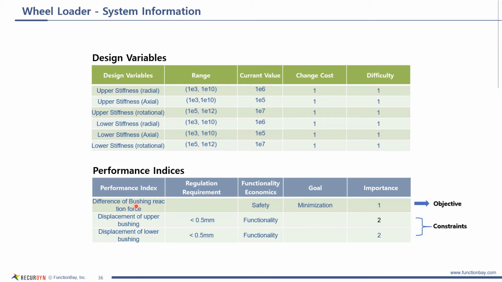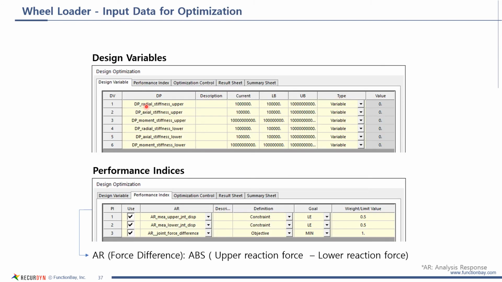The main goal is making the reaction force similar, so the difference of the reaction forces are set as objectives. The displacements of the bushings are set as constraints and shown as less than 0.5 millimeters. Here, we see how the variables and performance indices were input. Each stiffness is set as a design variable. For performance indices, the third one is the objective function, which is the difference of the reaction forces. It is defined as an absolute value of the magnitudes of upper reaction force minus lower reaction force.